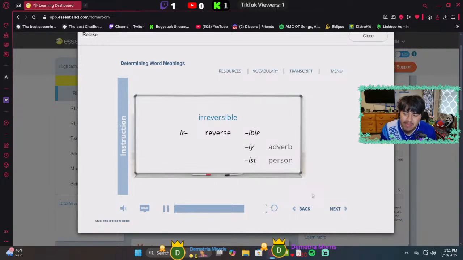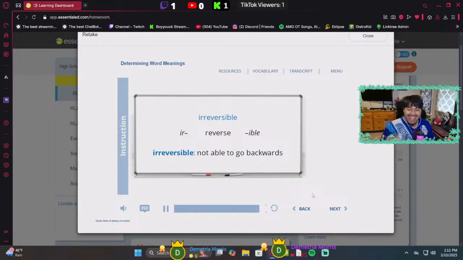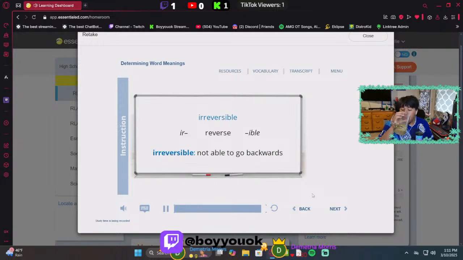The suffix ible is like able. It means able to do something. So if I put it all together, irreversible means not able to go backwards. You can understand more words than you think by breaking them apart and looking at the prefixes and suffixes. The resources has a list of prefixes and suffixes that might help.